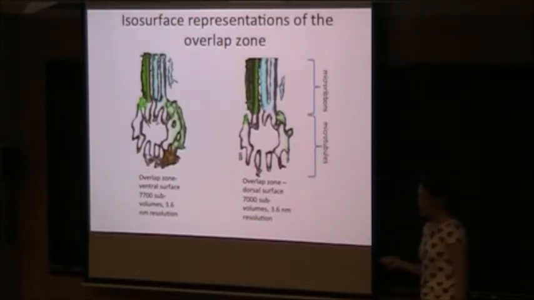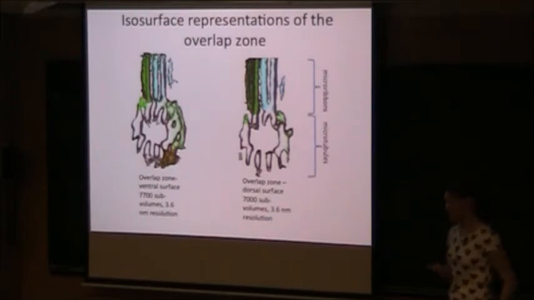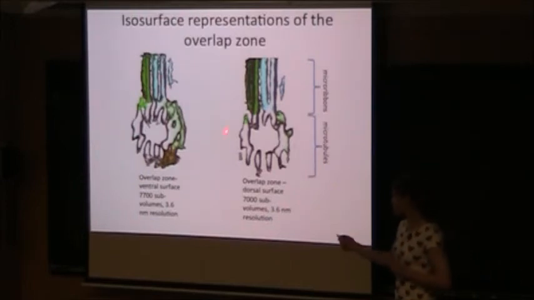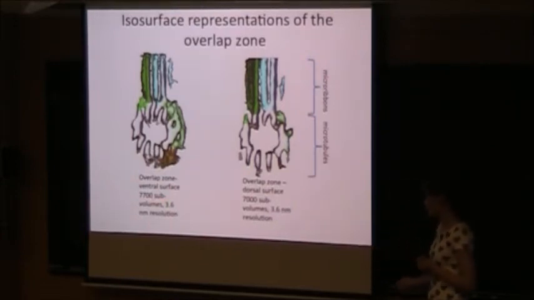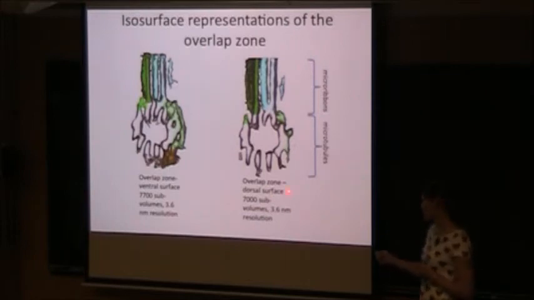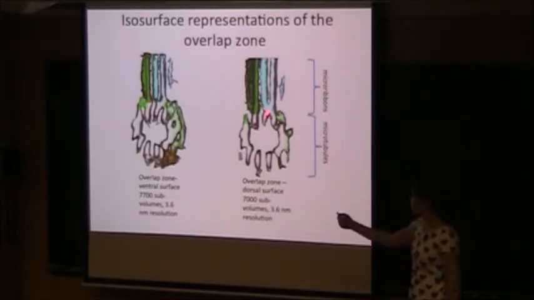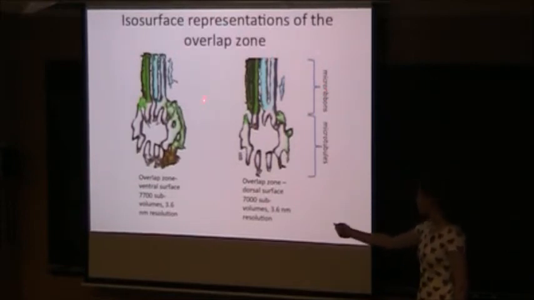So I'm only going to focus on the overlap zone today because that was the part of the project that I completed. So here's one of the isosurfaces of this is the ventral surface of the overlap zone, and this is the dorsal surface. This one has 7,700 subvolumes, and we estimate to be about a 3.6 nanometer resolution. Same resolution for this, slightly fewer particles. And again, this section is what we call the microribbons, and this is the microtubule.